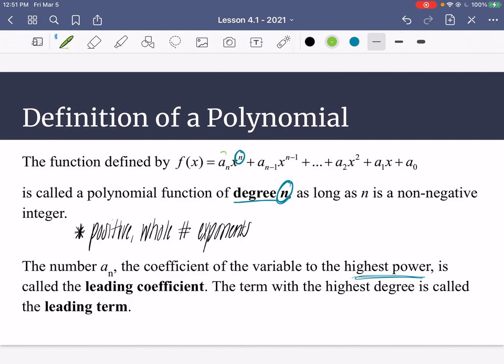Then the term in front of this, so a sub n right here, that is just going to be some number that's multiplying times the variable, and that we call the leading coefficient, which you guys are already probably used to. We've talked about that before in other avenues. Okay, and then the term with that highest degree, that entire term together, so this a sub n times x to the power of n, that is just called the leading term because it's out in front, or it should be out in front.